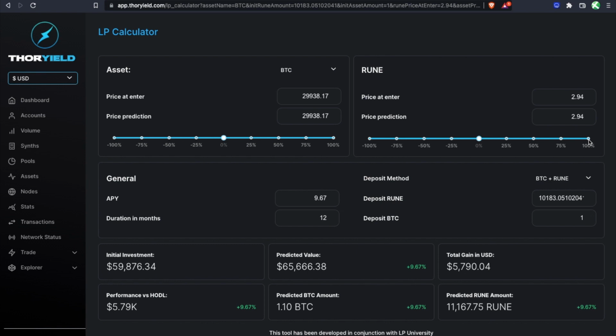So for example, if we have Rune going up 100% and Bitcoin staying flat, then now our real performance versus HODL is 3.67% APY, which is lower than the actual rewards APY, but that's due to the impermanent loss, which is being outweighed by the rewards of the pool.